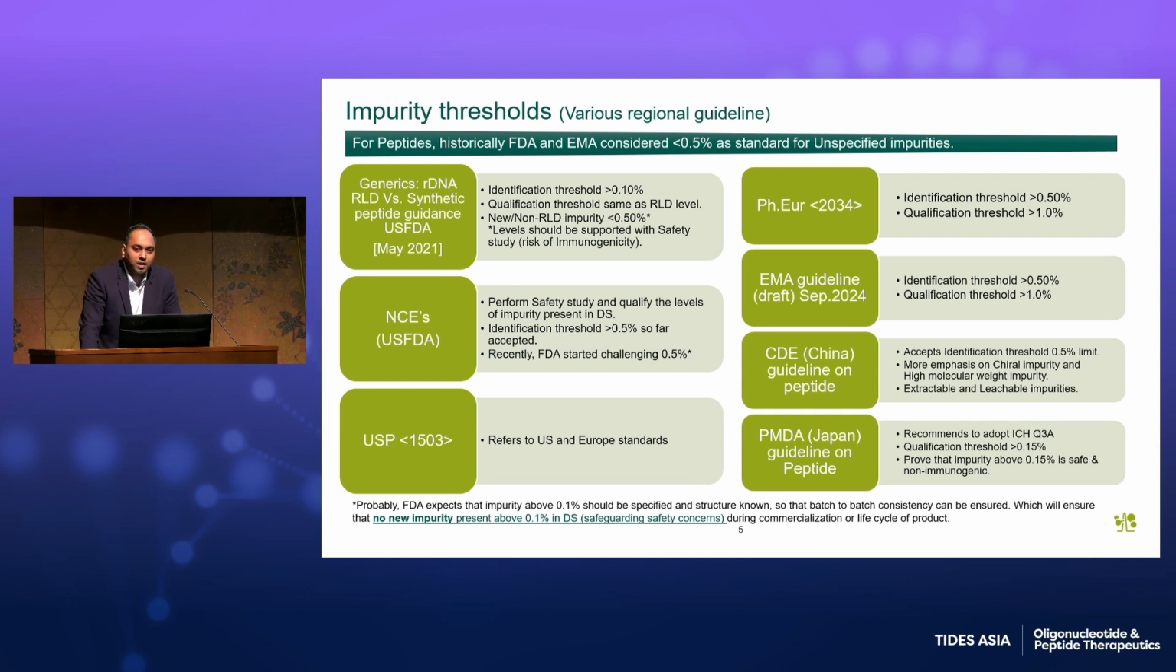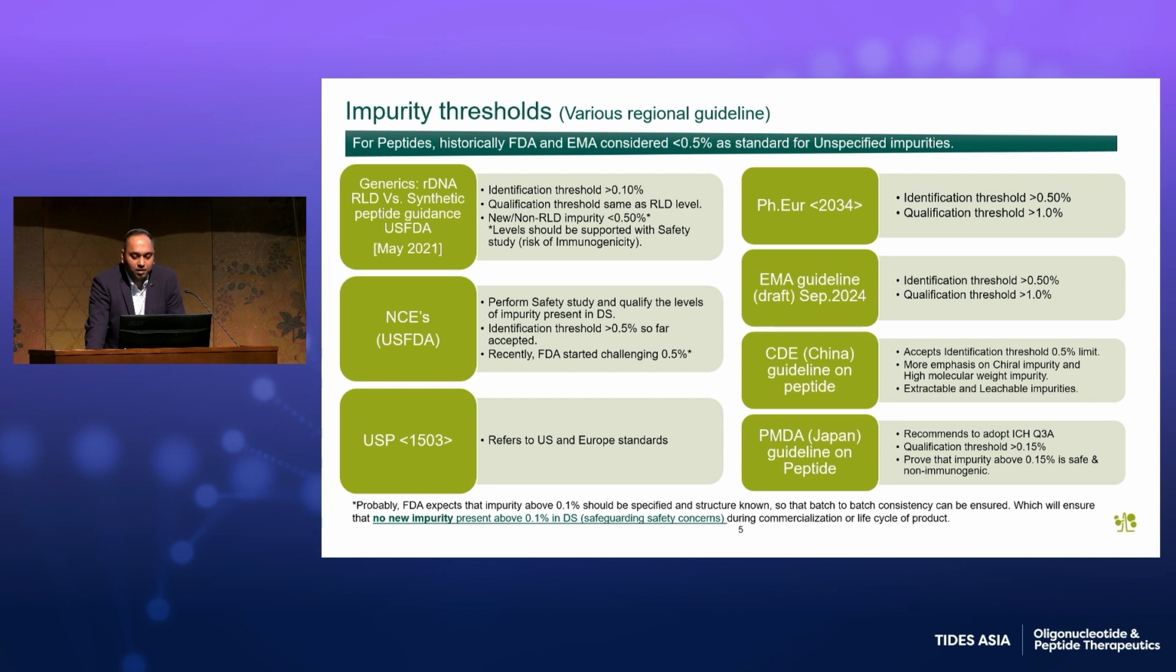If you take, on the other hand, the EP guideline or EMA guideline, they are okay with an identification threshold of 0.5% and a qualification threshold of 1%, which means that an impurity above 0.5% should be identified and an impurity above 1% should be qualified. So you will see that there are a lot of differences in expectation, which forms a difficulty for the process developer.